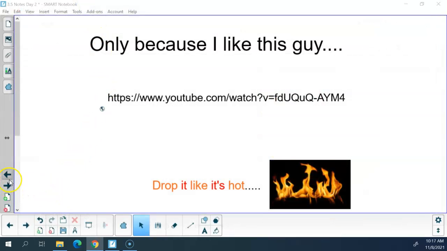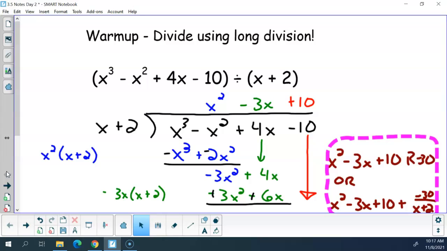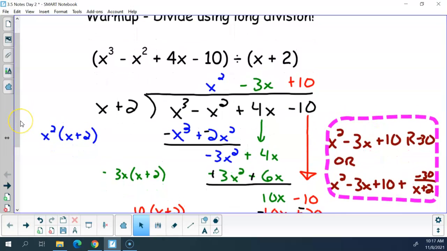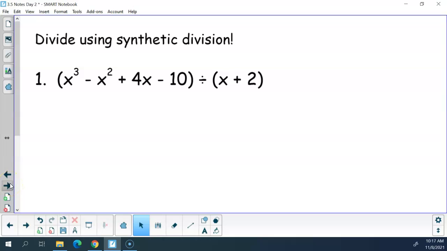Alright, so synthetic division. We're going to do this exact problem now in synthetic division. But everything is right there for you. You can see the synthetic division. I'll highlight it here in a minute. So here we go. Now let's divide this one using synthetic division.